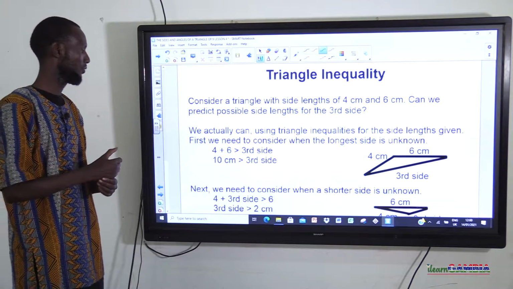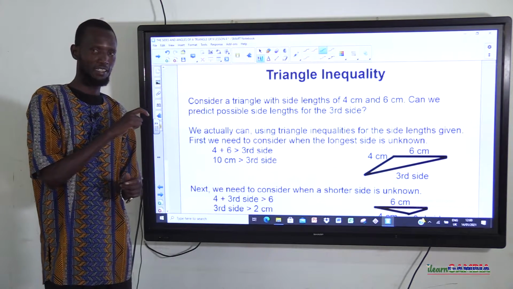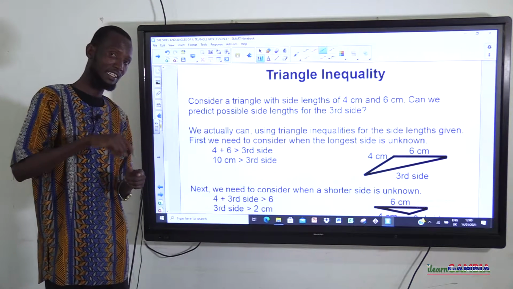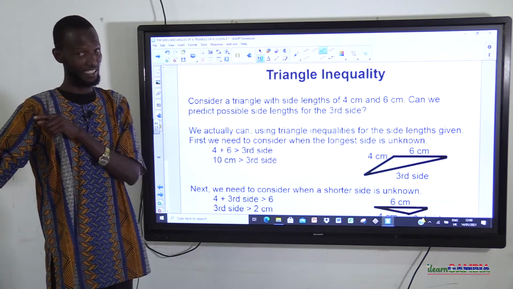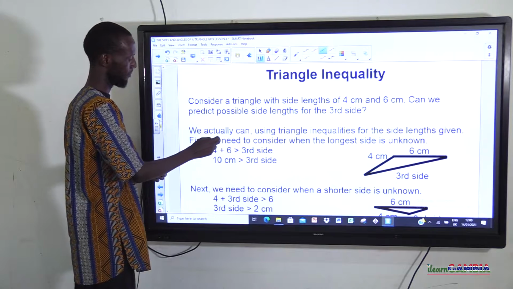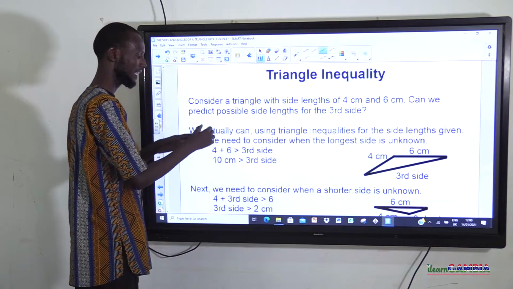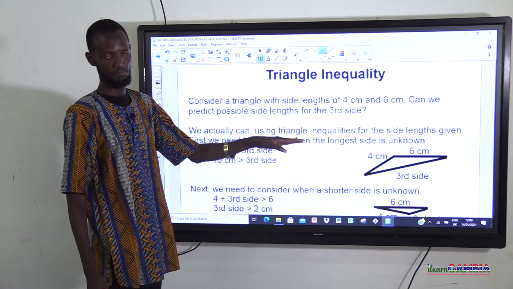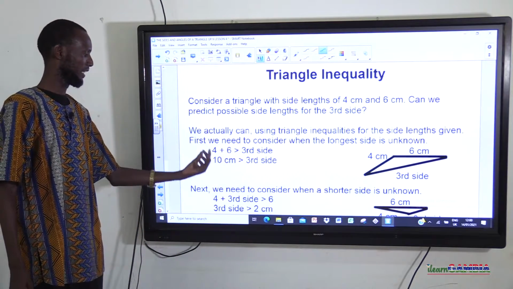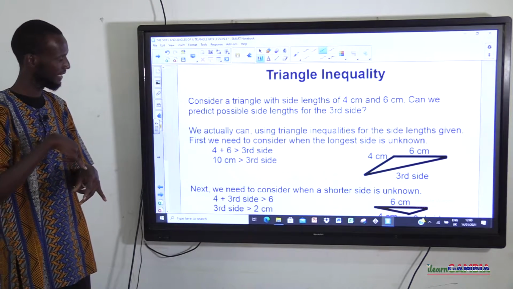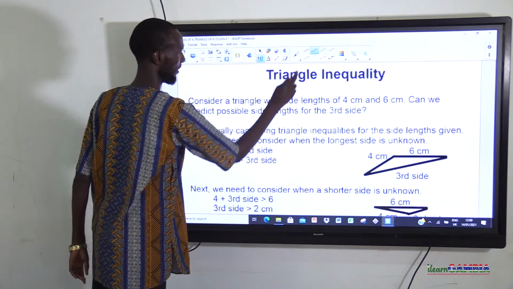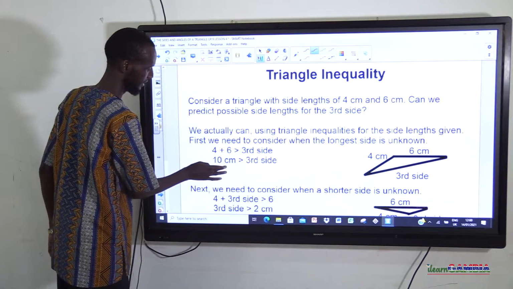We want to predict the possible lengths of the third side. Okay? So what we do is, remember we said that if you add the 2 shorter sides of a triangle, your answer should be greater than the longer side or the third side. Yeah? So if we add 4 plus 6, our answer should be greater than the third side. Okay? And adding 4 and 6 will give you 10. So we are saying now our third side has to be greater than 10. That's important. Okay? We know this, that our third side has to be greater than 10.